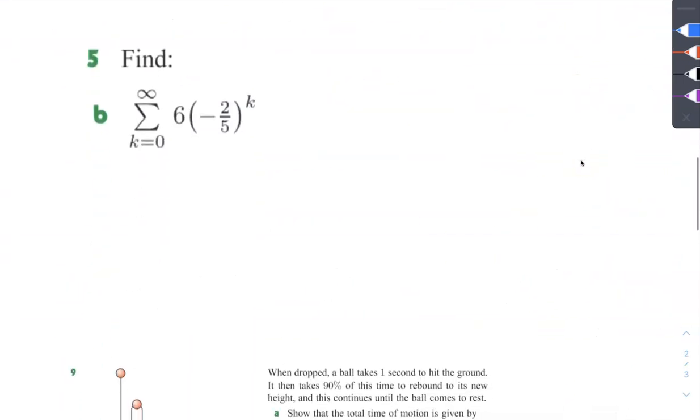Next one. They want us to find the infinite sum of this thing here. Now, look at this. Does that look familiar? It's a geometric sequence. Remember in geosequence? It is un equals u1 times r to the n minus 1. So this thing right here is our r, and that's our u1. That's our first term, and that's our r.